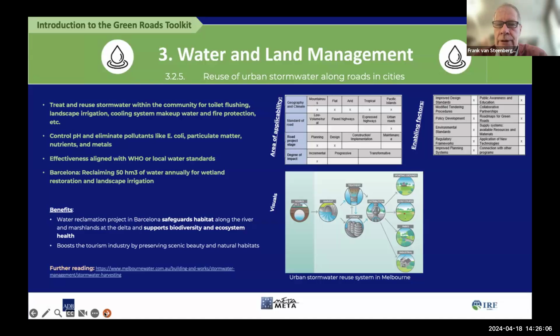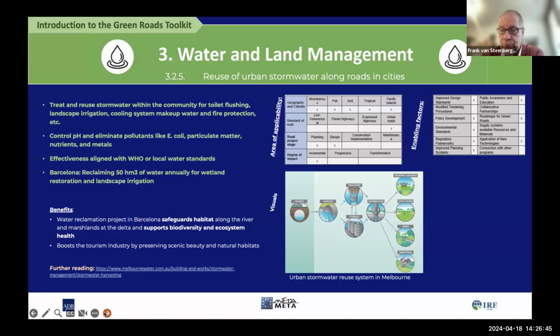And so if we can reuse the storm water, make it useful for low value uses, maybe do some light treatment, or put it to purposes where the quality norms are, of course, not so strict. For instance, for wetland restoration, and this is what's being done in Barcelona, where the runoff from the urban area is used to keep the wetlands around the city alive.